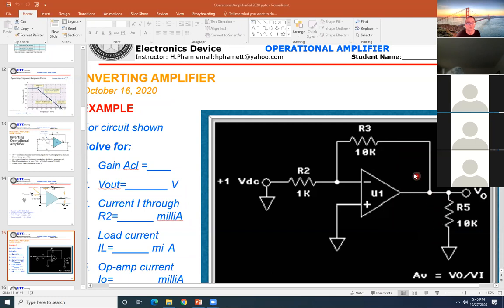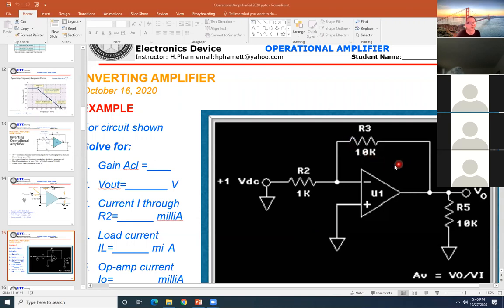No. The gain will be minus, in this case, minus R3 over R1. Nothing to do with the load. Well, from what I understand, the op amp is supposed to have infinite gain, correct? Yeah, but it depends on the purpose. If you want the load to get more current, then you have to use another one, not this one.